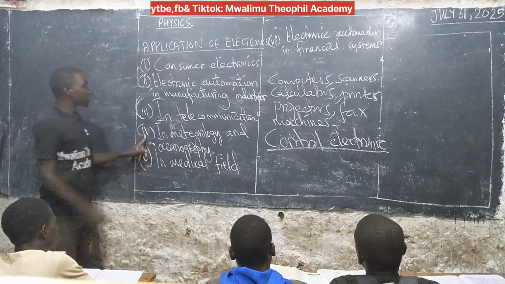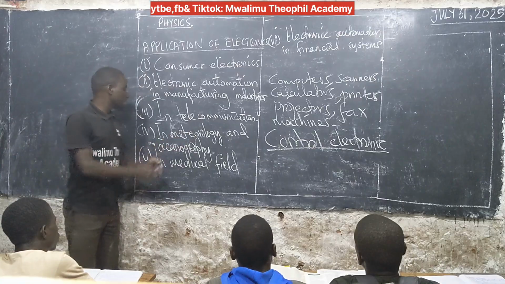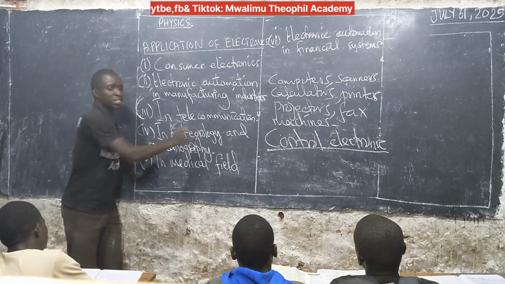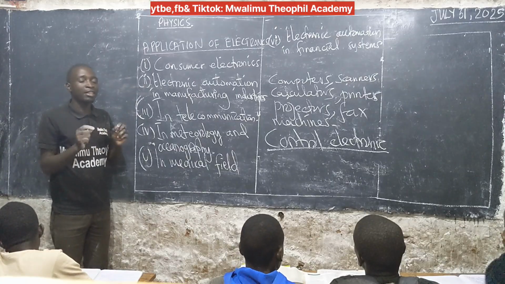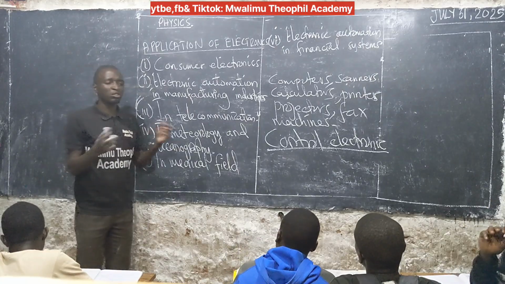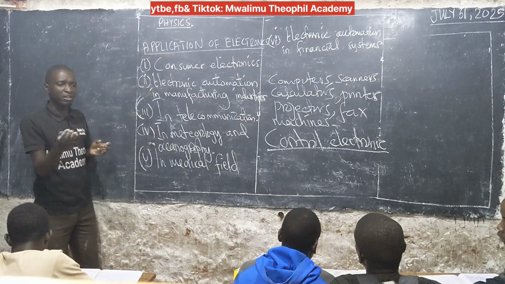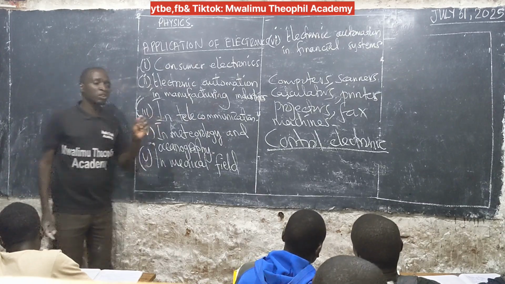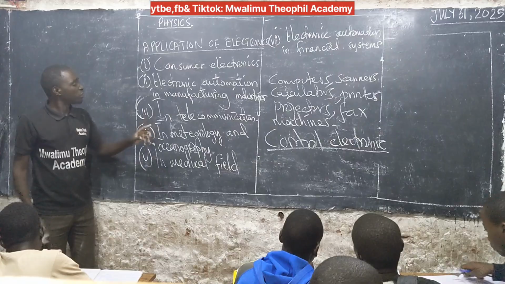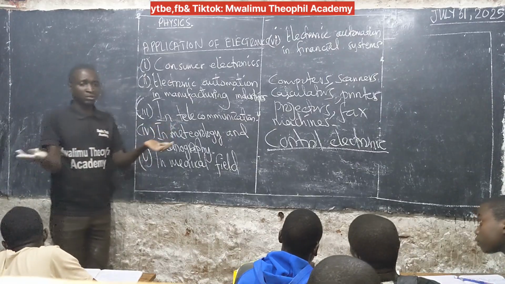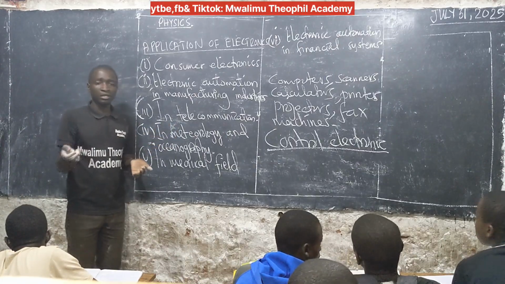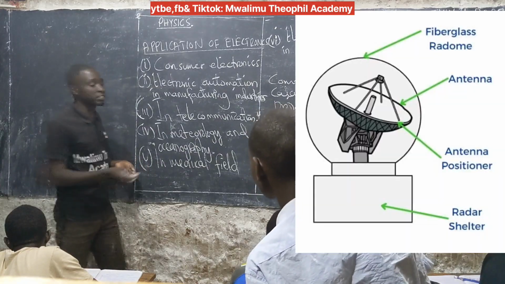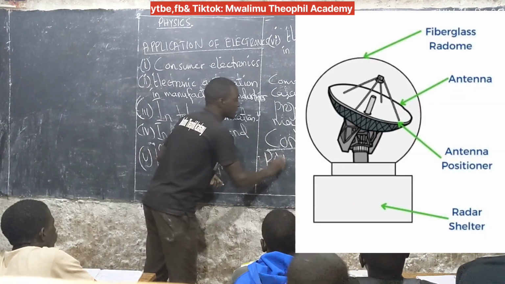Now let's go ahead. We have a fourth field, which is meteorology and oceanography. Do you know any device used in meteorology that works under the knowledge of electronics? Do you know any? Yes. An example of that device is radar. Yes, a device like radar.